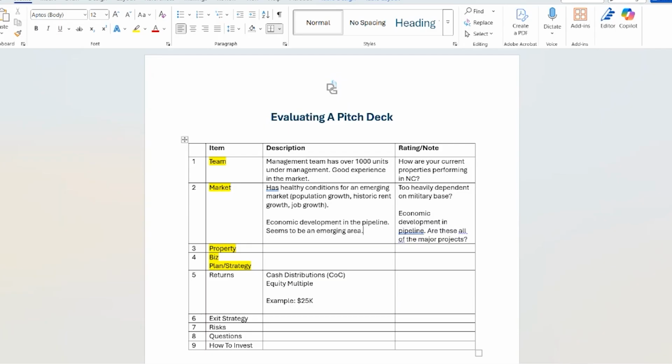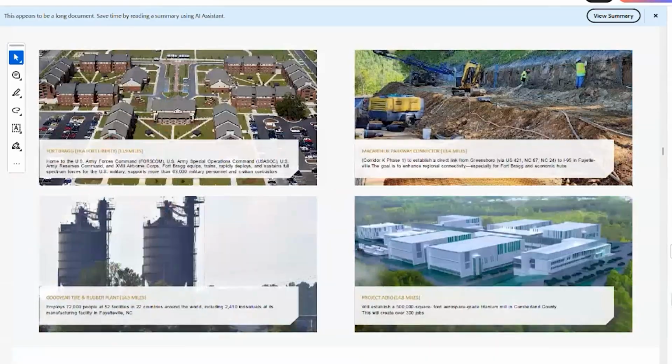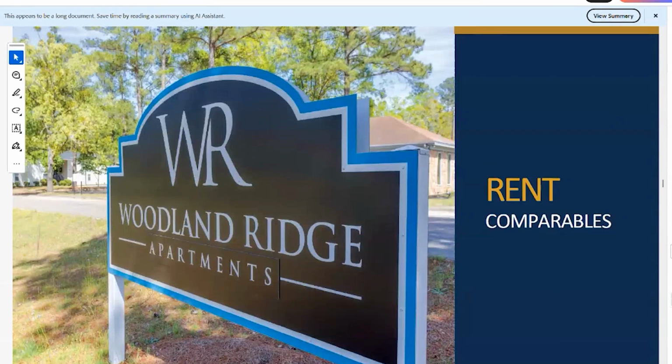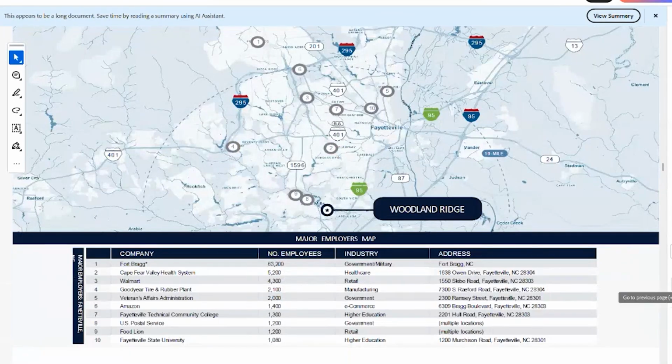So we're done with the first two. Next is the property itself. But you can kind of see we're starting to round out a story here, which is good. Here it is. I almost skipped this, but we see almost 90% of the employees are coming from Fort Bragg. Then we have some in the medical system, Walmart, Goodyear Tire Rubber Plant.